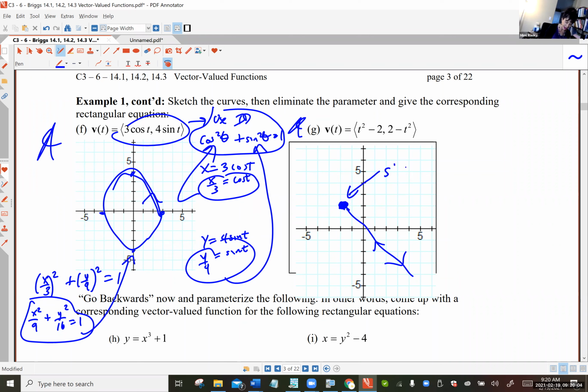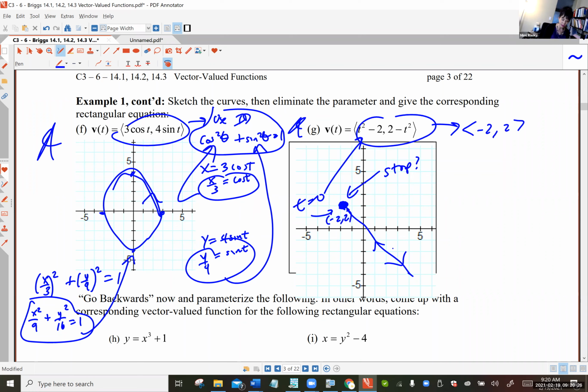Now, where does it stop? It turns out it stops when time t is equal to 0 seconds. So if you plug time t equals 0 seconds into your vector valued function, you'll get -2, 2. And that point right there happens to have coordinates -2, 2. So this is a kind of cool curve.